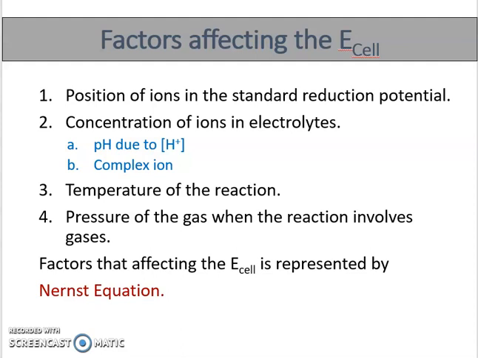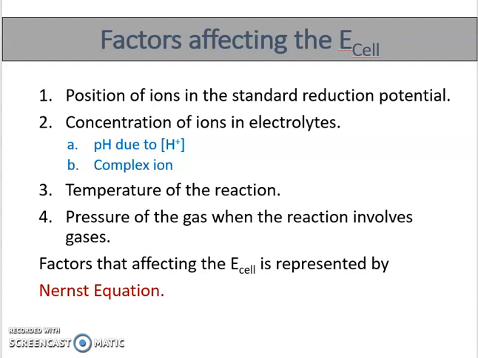The next factor is the concentrations of ions in the electrolytes. The concentrations of ions may be due to the pH and also from the complex ion. So the concentrations of ions might increase or decrease the cell potential; it depends. The next factor is the temperature of the reaction, because temperature really affects the Gibbs free energy, so it will in turn also affect the cell potential. And the last factor is the pressure of the gas when the reaction involves gases.